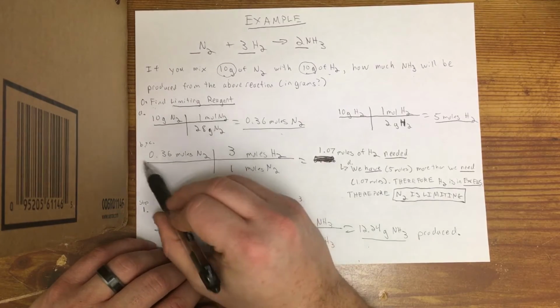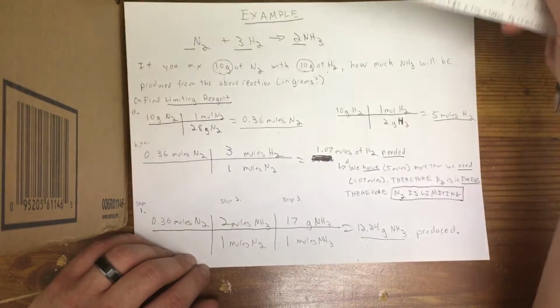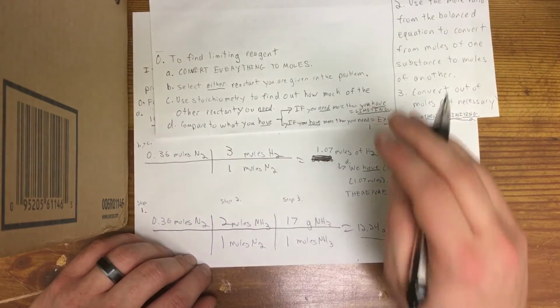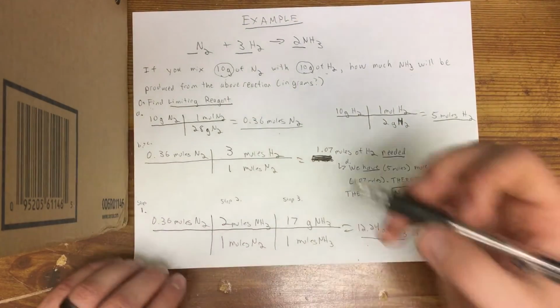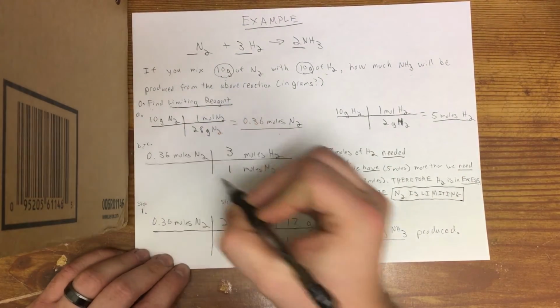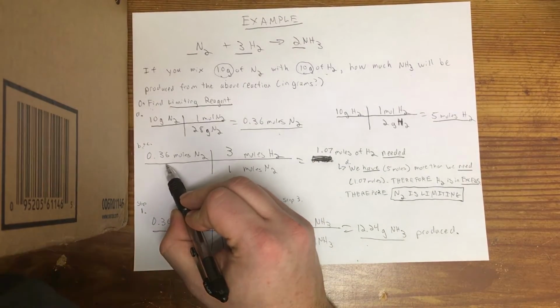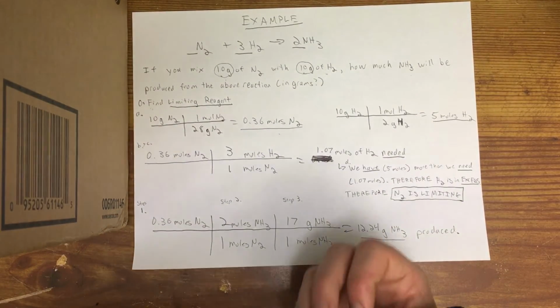So we'll choose the amount of nitrogen we have, and then we'll do part C, which is we'll use stoichiometry to find out how much of the other thing that we need. So we want to find out how much hydrogen in moles that we need in order to use up all of this nitrogen. So if we used up all 0.36 moles of nitrogen, how much hydrogen would that require? Is the question that we're asking in parts B and C.